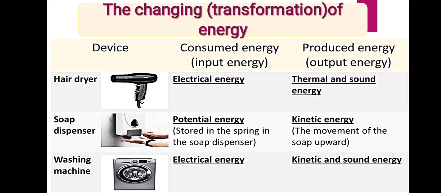When the hair dryer works, the electrical energy changes into thermal energy, because I can feel heat, and also sound energy, because I can hear sound from the hair dryer. So the thermal and the sound energy are called output energy. Output means the energy which is produced, the energy which goes out from the device. So the thermal and the sound energy are output energy.